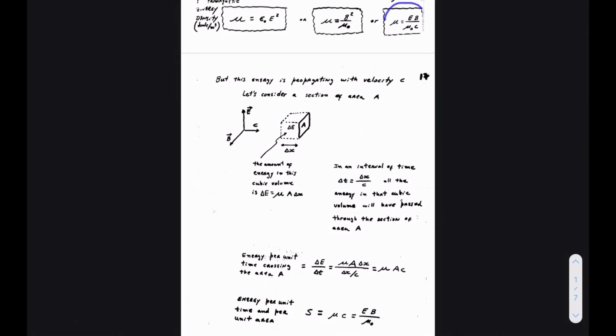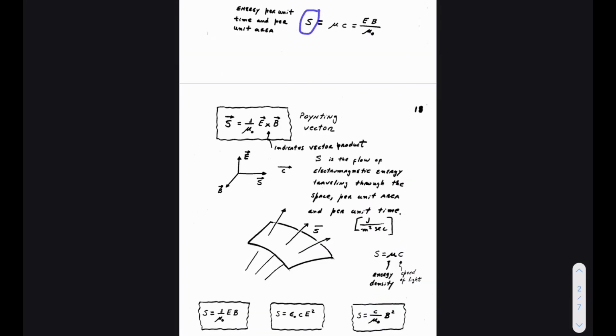And if you put the value of the energy density in this equation, you will get the energy per unit time per unit area to be equal to E times B divided by mu naught. Now this thing here can be considered as a vector quantity if we write E times B as a cross product. Then this becomes the S vector, which is commonly known as Poynting vector. So what does this S mean? Well, this S is the flow of electromagnetic energy traveling through the space per unit area and per unit time.